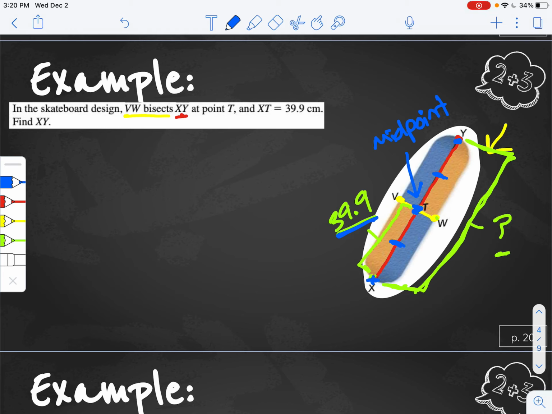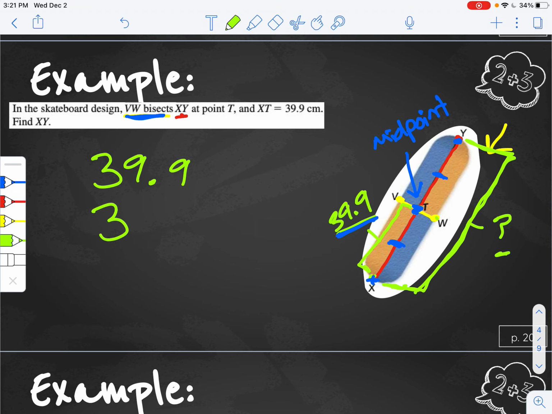So my point that I was making earlier is that we cannot just look at these, and since it bisects does not mean that it bisects right in the middle of the segment. So we couldn't tell that it was the middle just by knowing that it bisected XY. We could tell that it was the middle because of these tick marks. We could tell it was the midpoint because of that.